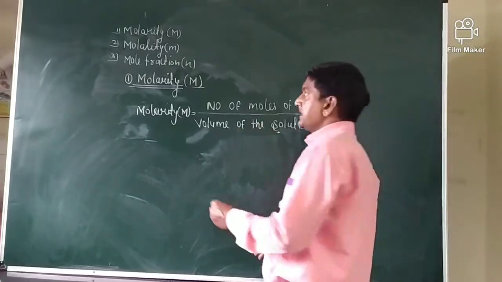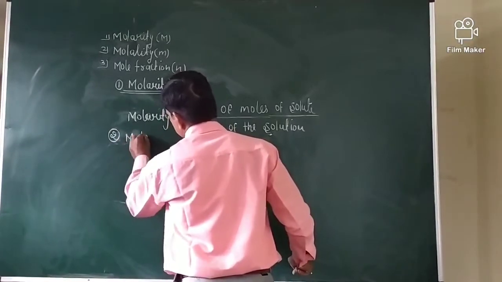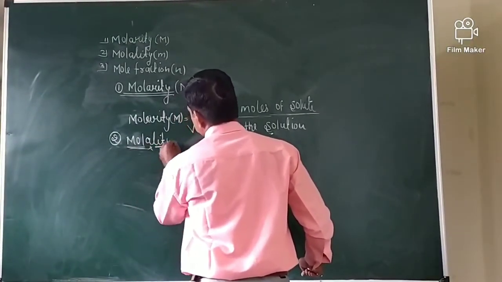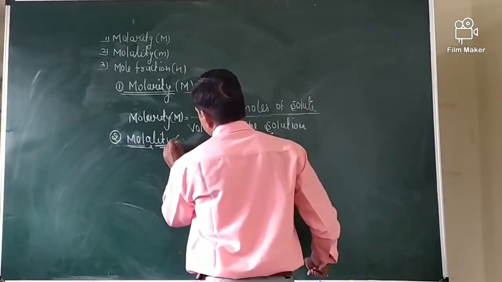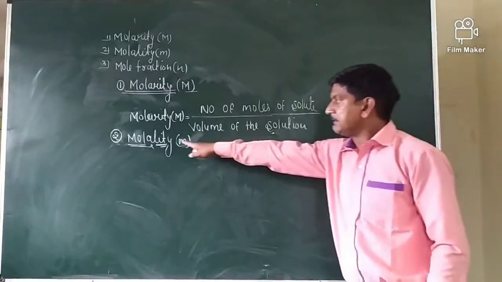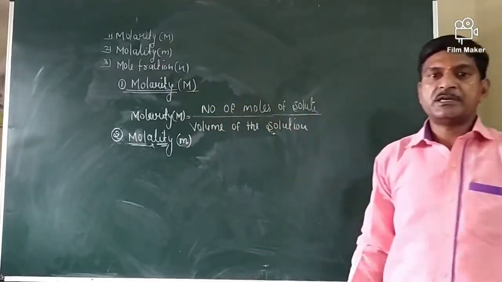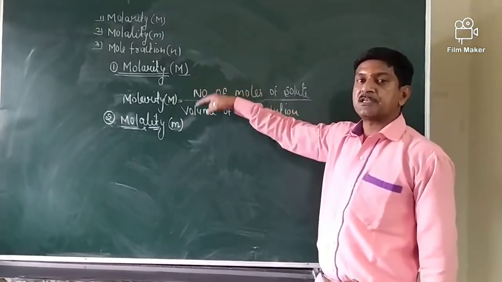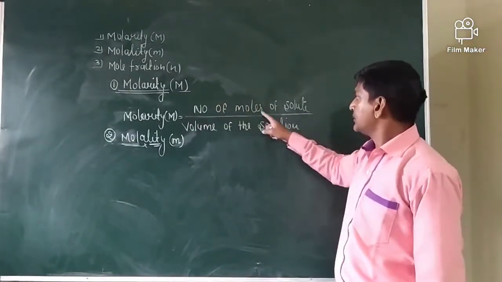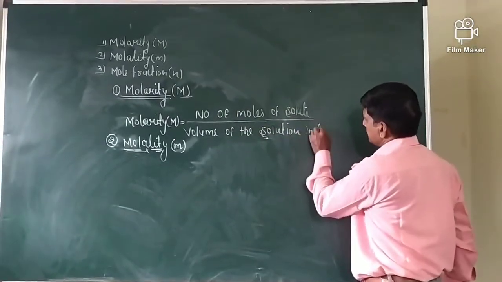Now second, we'll see molality. It is represented by the small m. Molarity and molality are both different, not the same. Molarity equals M, the number of moles of solute upon the volume of the solution in liters. You can also write liter.